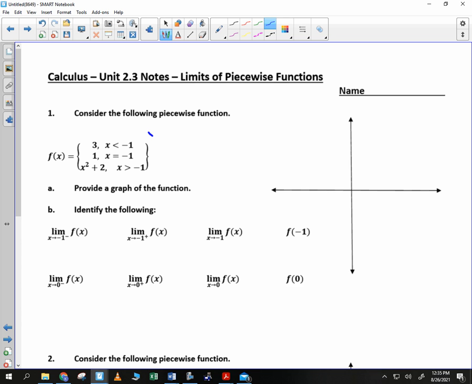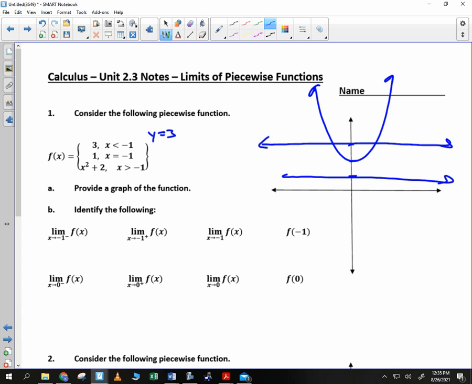Number one, we have y is equal to 3. So if you're going to draw this, just be ready to erase it. But do you know what the graph of y equals 3 looks like? A horizontal line that passes through 3. How about the graph of 1? Horizontal line that passes through 1. x squared plus 2: a parabola shifted up 2. So that's the first part: can you keep that picture in your brain?